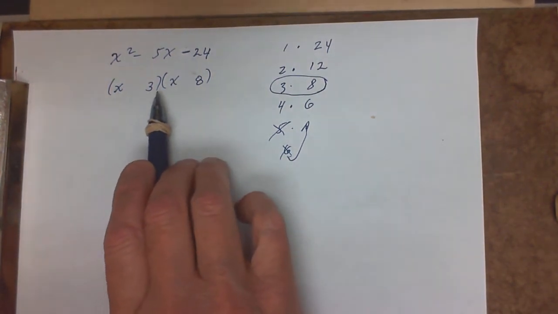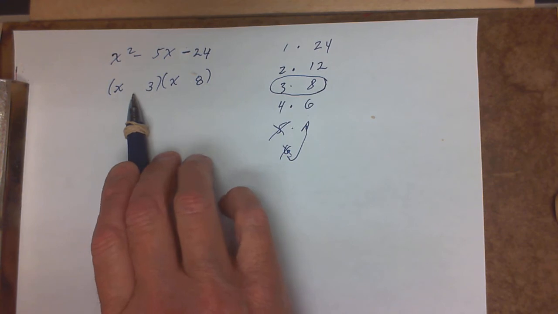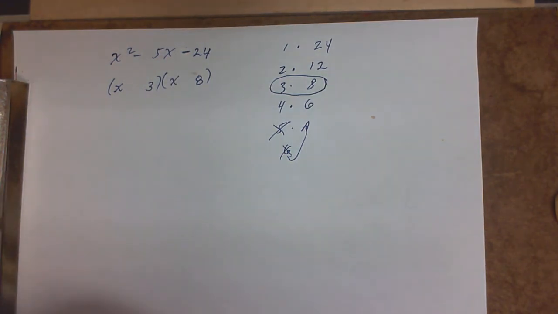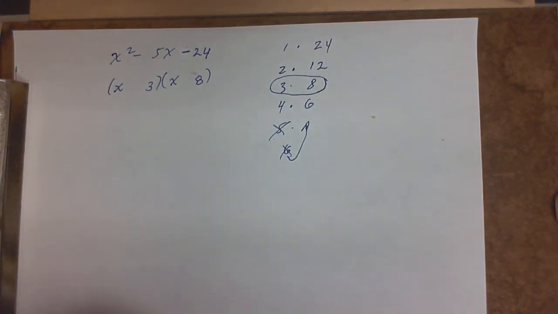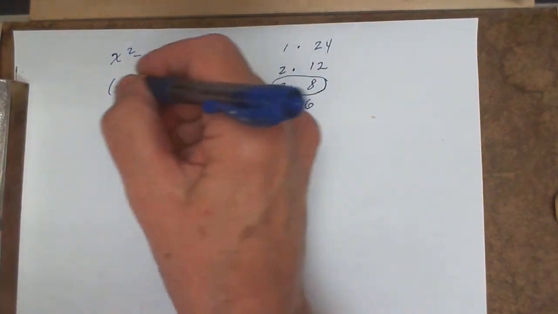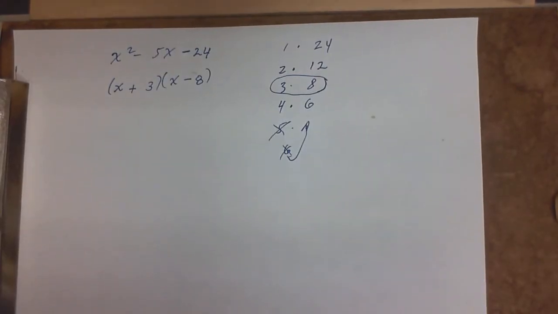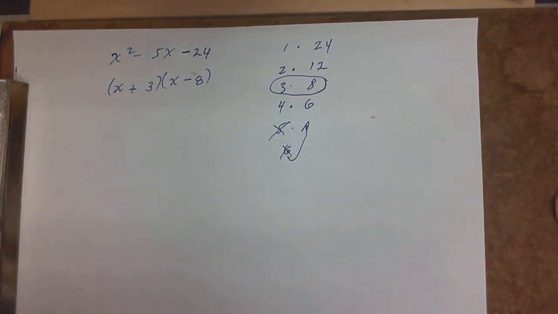Now, when you do 3 times 8, you're going to get 24. One has to be positive, one has to be negative to give you a negative 24. You need more negative x's than positive x's. And so if I put a minus 8 here and a plus 3 there, I'll get the minus 8x plus 3x. Now, this is a guess and check method.